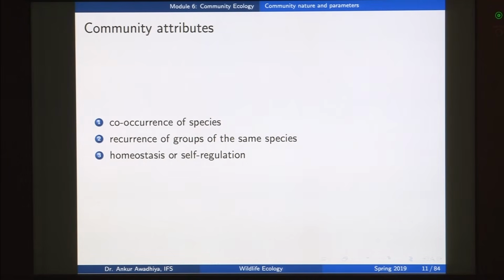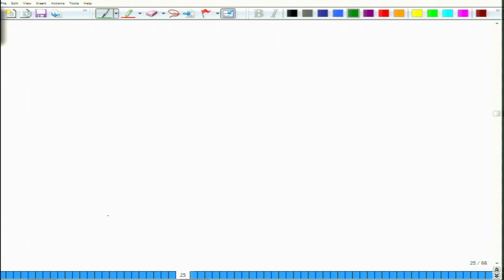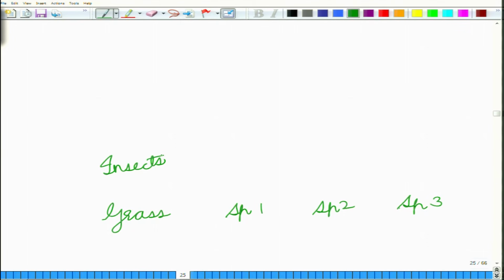The third attribute is that of homeostasis or self-regulation. So, in the case of a community, because you have so many different kinds of species that are living together, there is a certain amount of homeostasis or self-regulation that occurs in this community. So, for instance, if we talk about a grassland community, in this you will have grasses of different species, let us say species 1, species 2, species 3, then maybe you will have some insects that are feeding on grass. So, here you have species 4, species 5, species 6, then maybe you have some insectivorous animals.